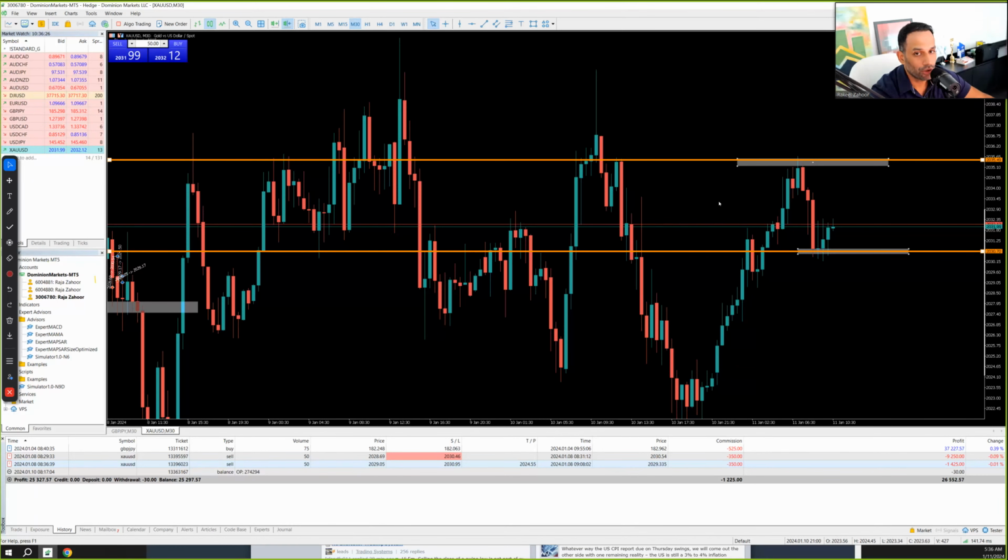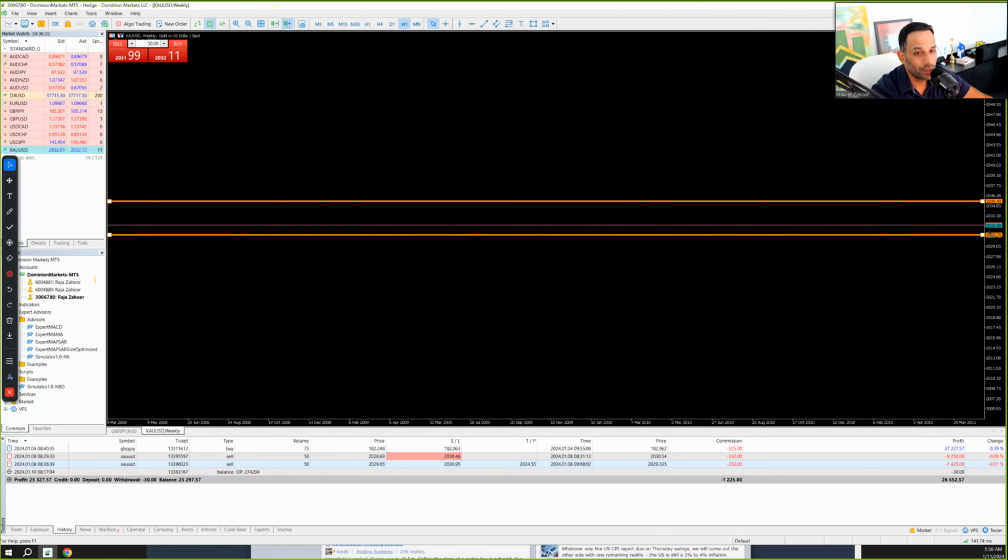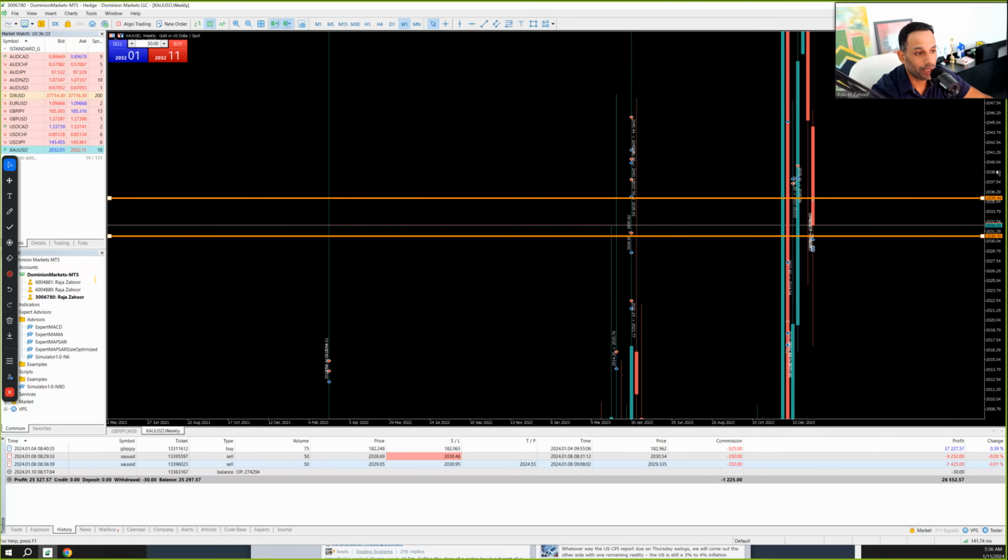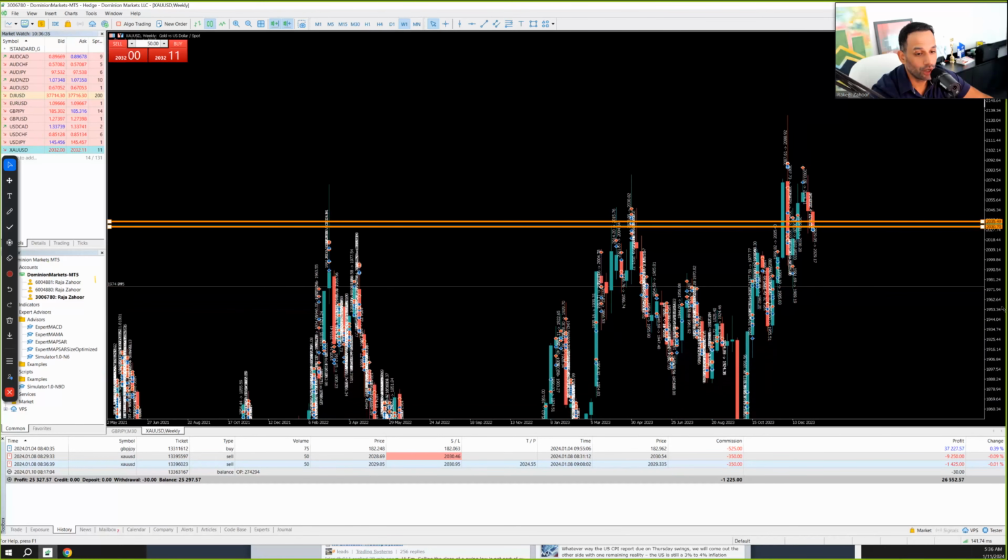Why could you not assume that gold is in a big consolidation area? Well, it's not a big consolidation area. It just depends from which lens you see it. If I look at it from a weekly perspective, it may be in a big consolidation area.